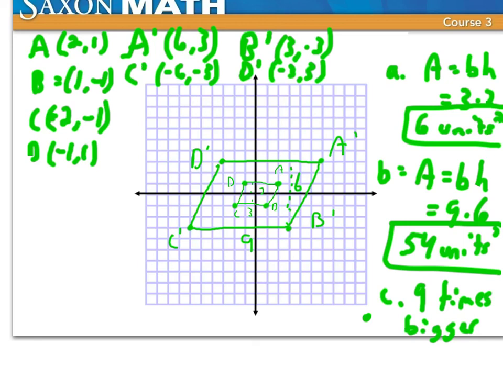And the reason for that is because when we have a scale factor of 3, we tripled the base. It went from 3 to 9. And we tripled the height. It went from 2 to 6. So if we triple the base and triple the height, that means we had to take the area, 3 times 3, that's 9 times bigger.